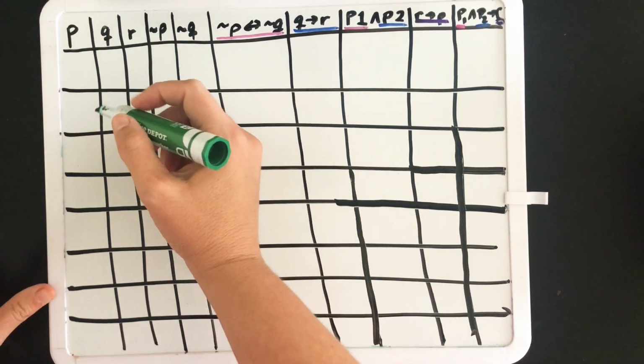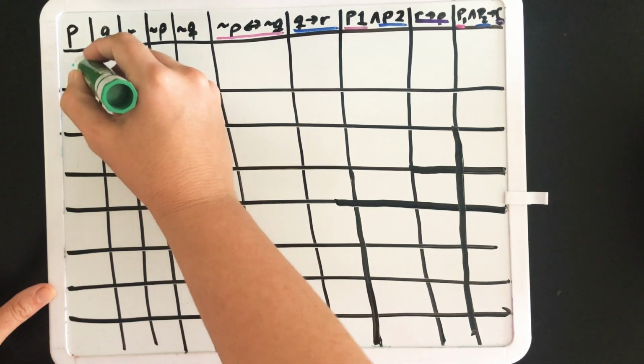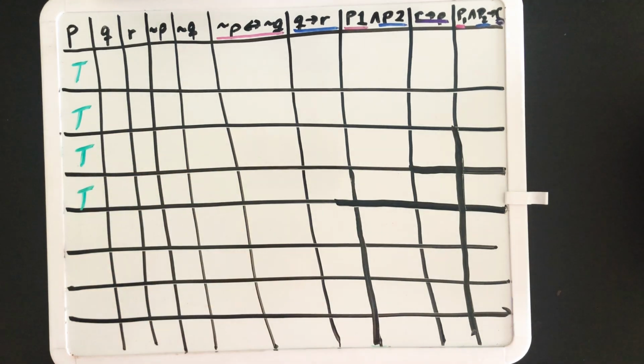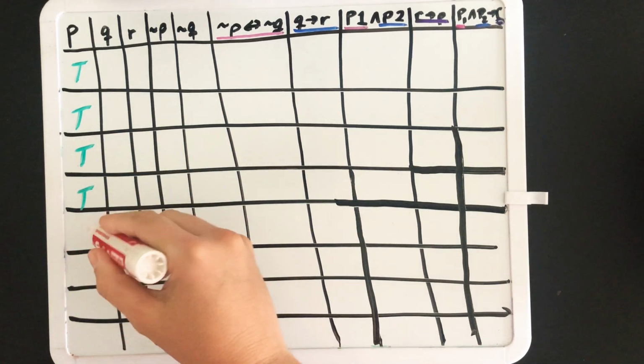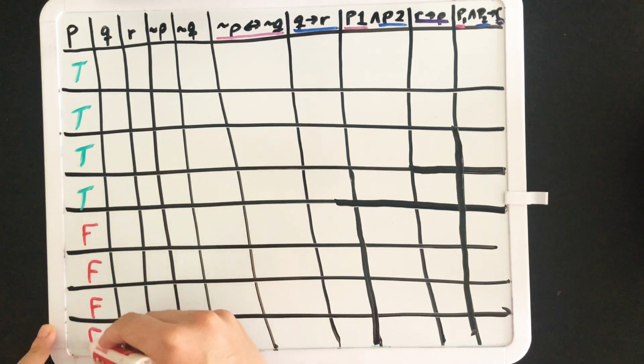So for the P column, half of 8 is 4, so we'll take 4 truths. I'll use green for true, true, true, true, followed by 4 falses. I'll use red for false, false, false, false.